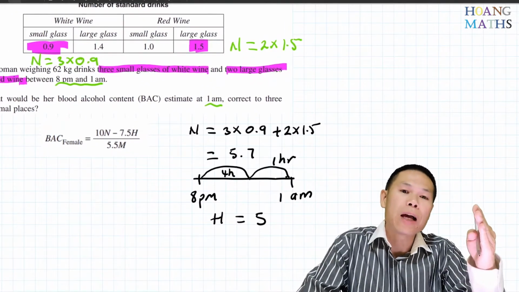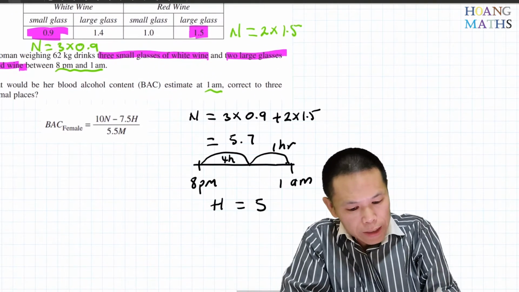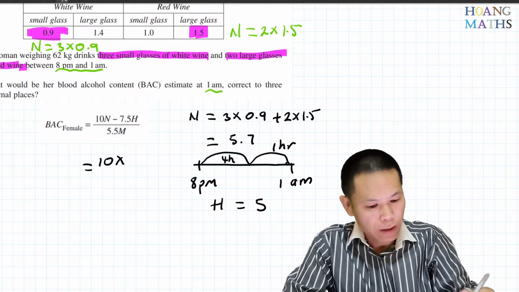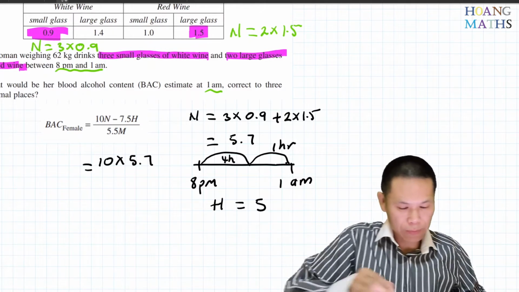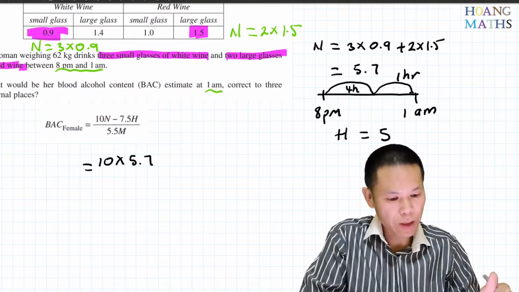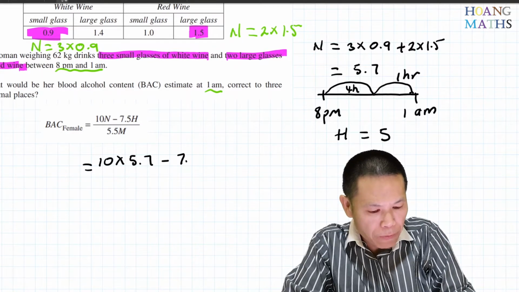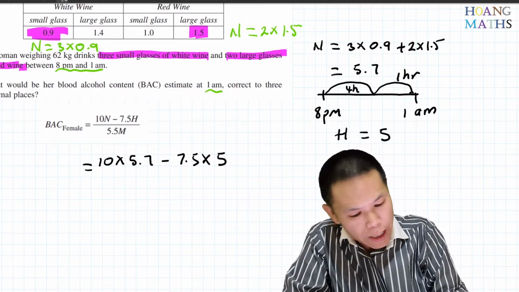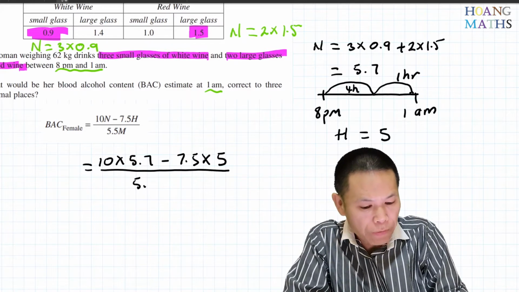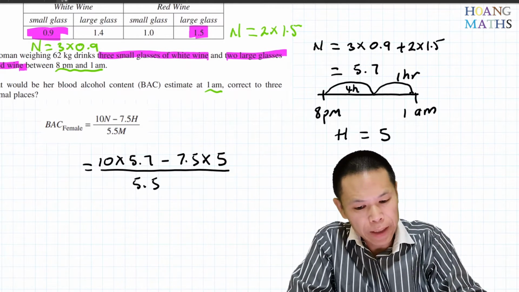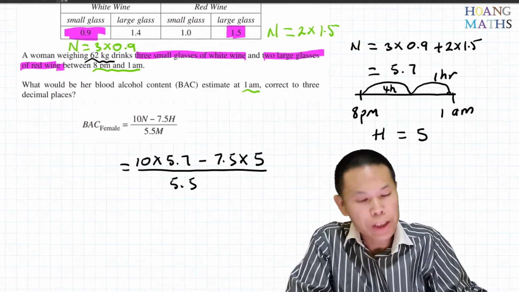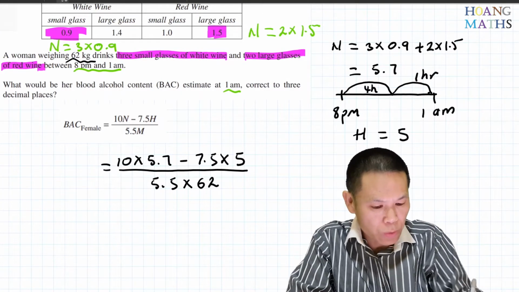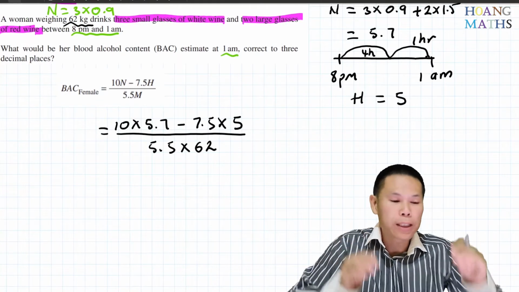Now we just substitute these values into the formula. So that is equal to 10 times N. N is 5.7. And then we minus 7.5. And then times the hours, which is 5 hours. And then we divide by 5.5 times M. M is the weight of the woman, which is 62 kilograms. So times 62. There you go. Now let's put this in the calculator.